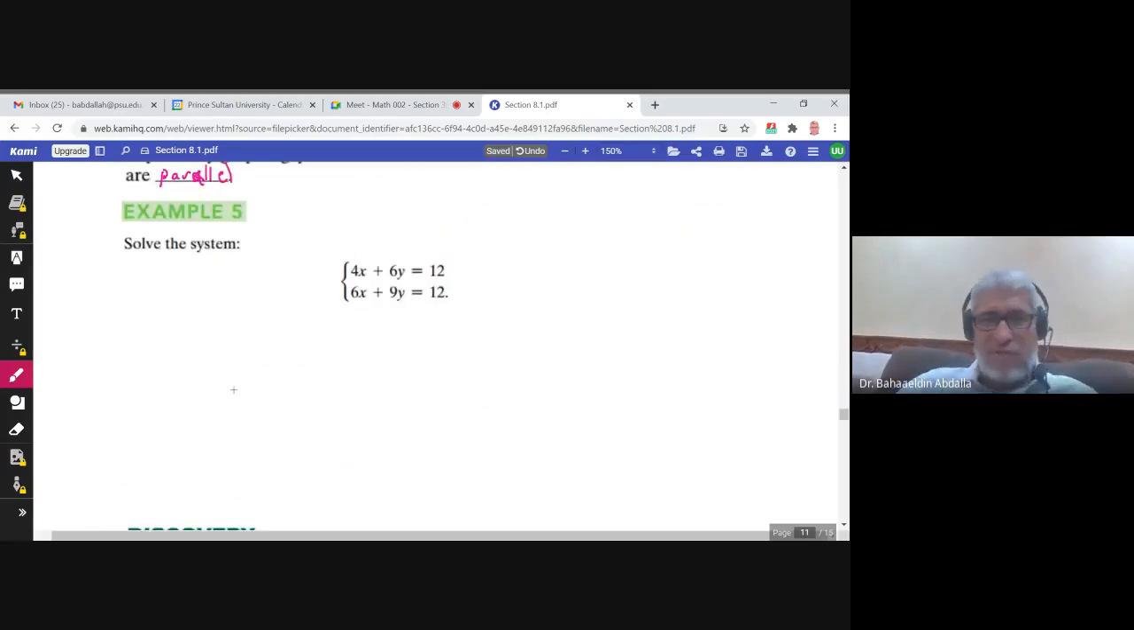Example, solve this system. What would you like to do? Well, I can do it like this. I will divide the first equation by 2. Do something strange this time. When I divide by 2, I will have 2x plus 3y equals 6. Now the second equation, I may divide by 3, or I may leave it as it is. I will leave it as it is. So it's 6x plus 9y equals 12.